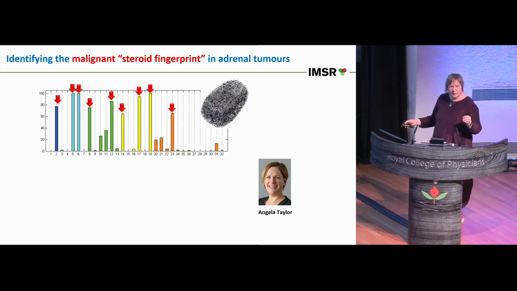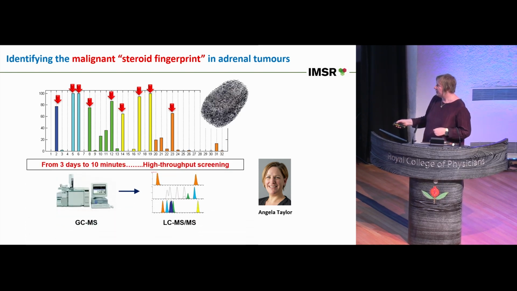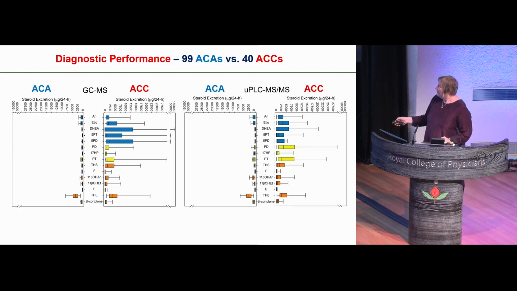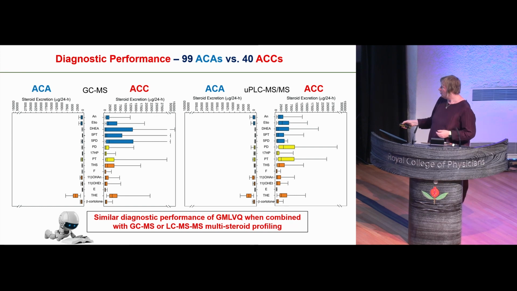And to bring this into clinical practice, obviously GC-MS is very low throughput. We had to transfer this to high throughput, and that was done by Angela Taylor in the lab, who developed an LC-MS method that could perform multi-steroid profiling of all the 9 relevant steroids in 10 minutes. And you see that GC-MS on the left side and LC-MS looks very comparable, and that was also the case when we looked at the GMLVQ analysis, completely similar performance of low throughput and high throughput mass spectrometry methods.